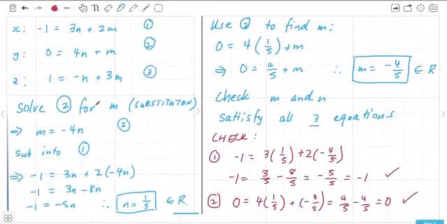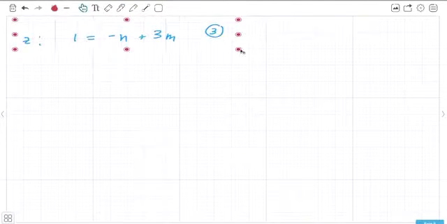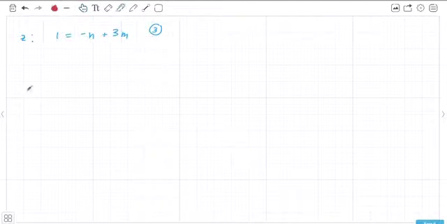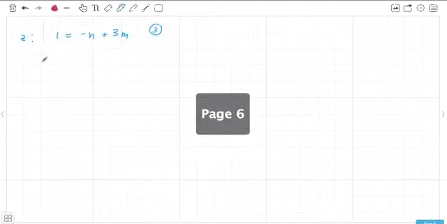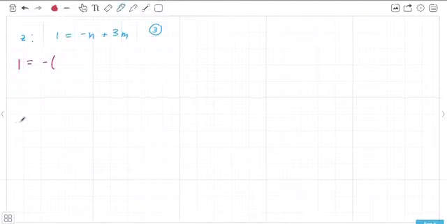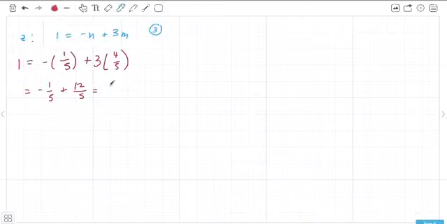Now the only other one that we need to check is this expression here, for m and n. So I'll just do that on the next page. You can see this took up quite a long. Okay, so we've got m and n. So we've now got n was 1/5, m is -4/5. So 1 equals -1/5 and 3 times 4/5. And we've got -1/5 plus 12/5, which is here, you can see this is going to be 11/5, which does not equal 1.